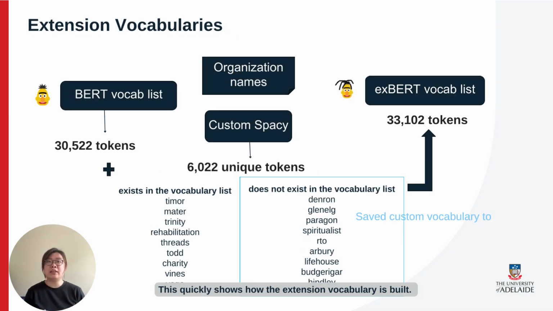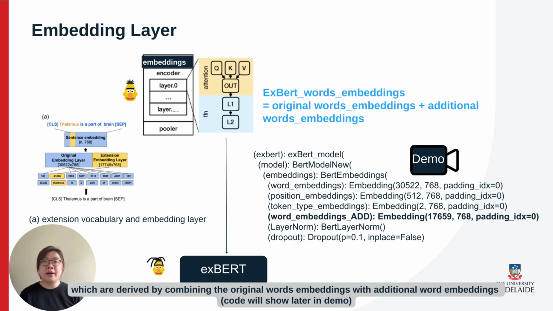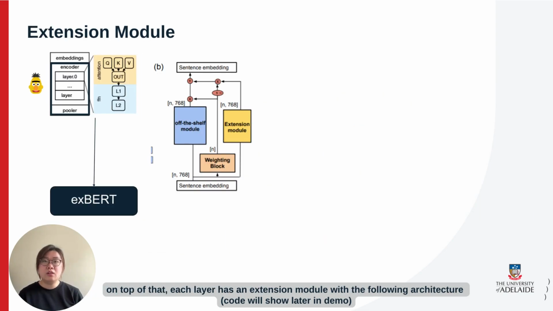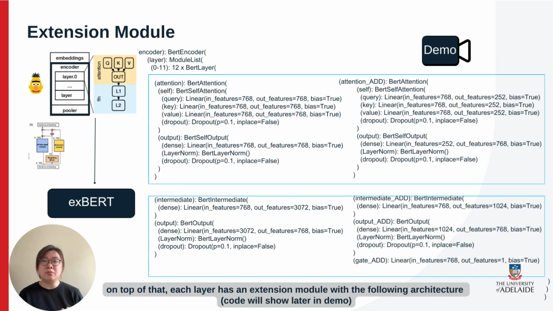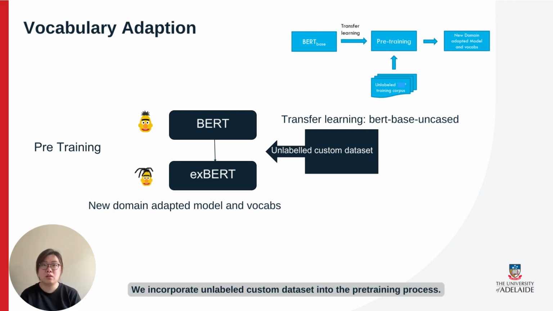This quickly shows how the extension vocabulary is built. Regarding the embedding layer, we have the word embedding of XBERT, which is derived by combining the original word embedding with the additional word embedding. On top of that, each layer has an extension module with the following architecture. Our methods involve vocabulary adaptation through transfer learning, with BERT-base-cased as our starting point. We incorporate unlabeled custom datasets into the pre-training process. The result is a freshly adapted model equipped with specialized vocabularies.